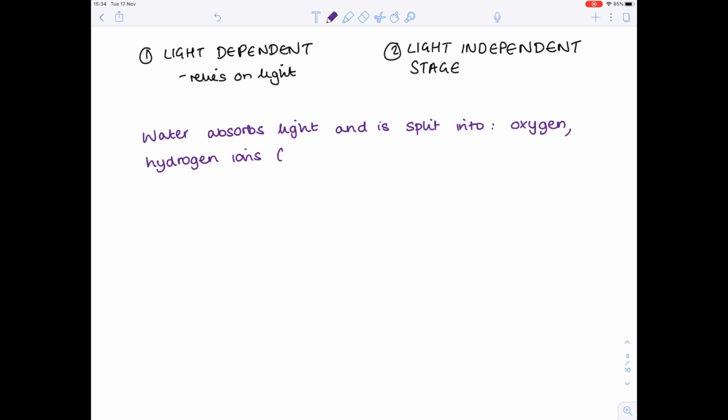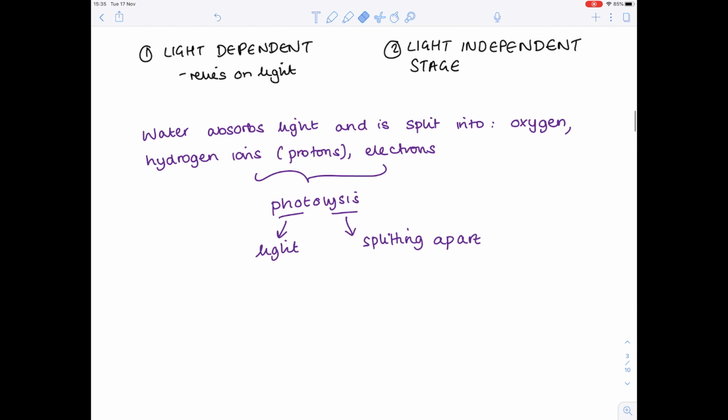Now remember, hydrogen ions have another name, which is that they are also known as protons. The final product is electrons. And overall, this process is known as photolysis, which makes sense really, because photo means relating to light, and lysis means splitting apart. And so if you have a look again, water is being split using light, and it is split into oxygen, hydrogen ions, and electrons. Let's write a summary equation for that.